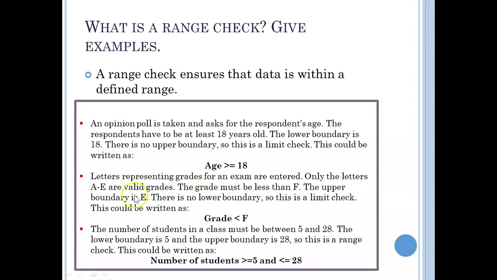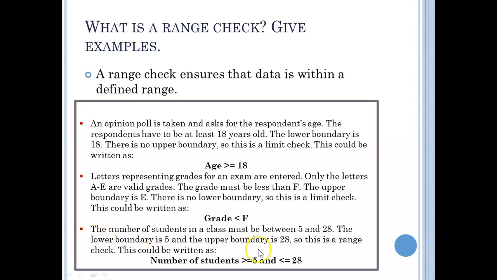Let's have a look at another limit check. Letters representing grades for an exam are entered. Only the letters A to E are valid grades. The grade must be less than F. The upper boundary is E. There is no lower boundary. So this is a limit check. This could be written as the grade must be less than F.